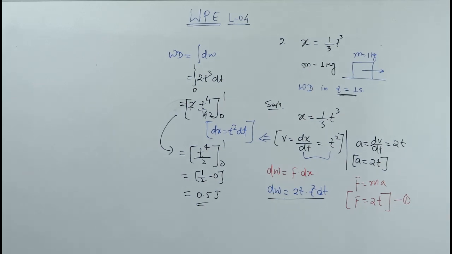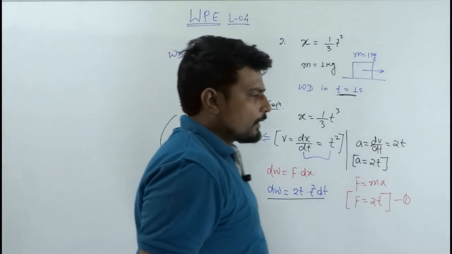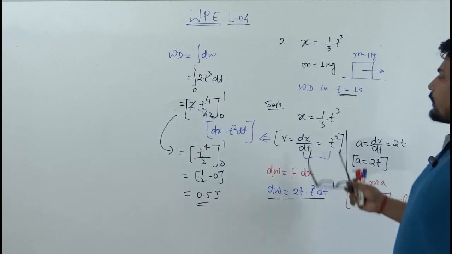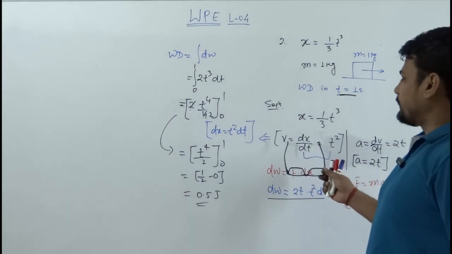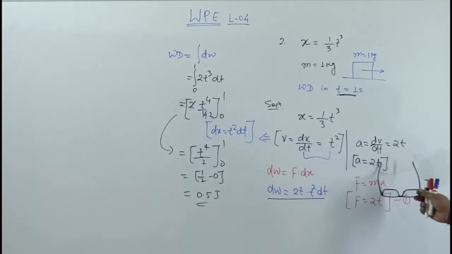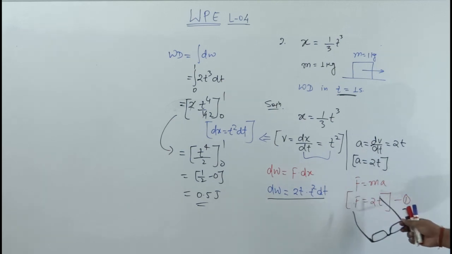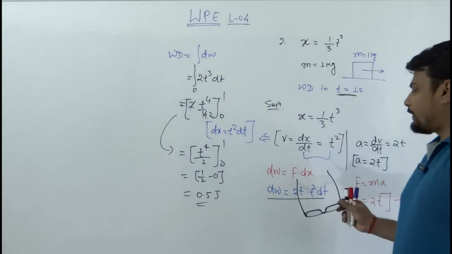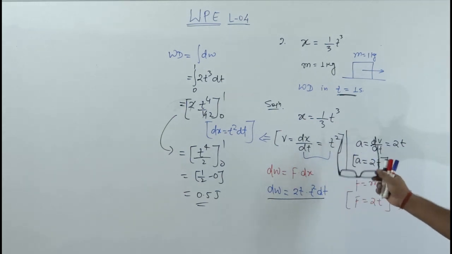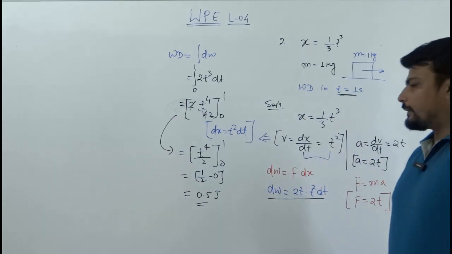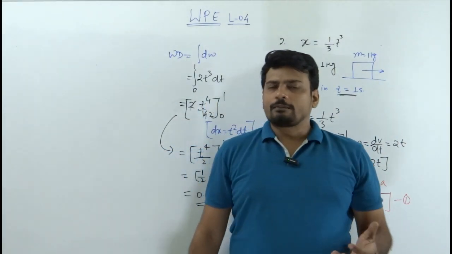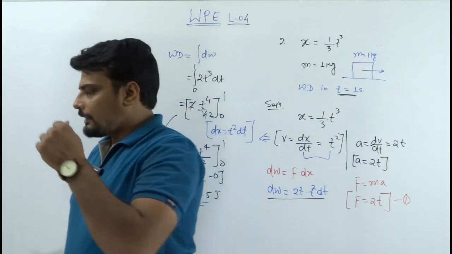Correct? Any doubt? Anyone? I believe this will be clear to you. There is no chance of any doubt in this. What we did is, we find the work. To find the work, we found the v in terms of t. We found the a in terms of t, which eventually gave you the F in terms of t, and also we got the value of dx in terms of t. Then we found a small work done, and then we integrated that for the entire work done for the given time period, and we could easily get it done.